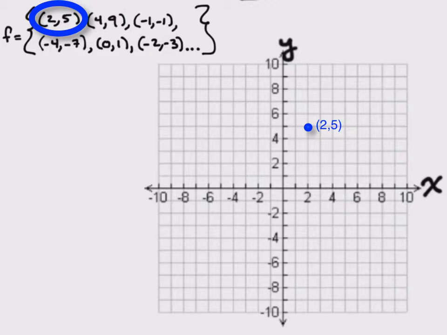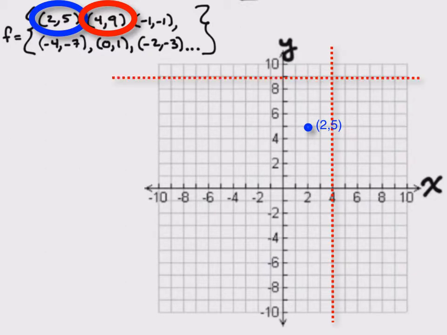How about the input-output pair 4 and 9? When 4 is the input, 9 is the output. Well, similarly, we're going to find 4 on our input axis, we're going to find 9 on our output axis, and we're going to draw a point right there where the input 4 goes with the output 9. And that point represents the input-output combination 4 and 9.